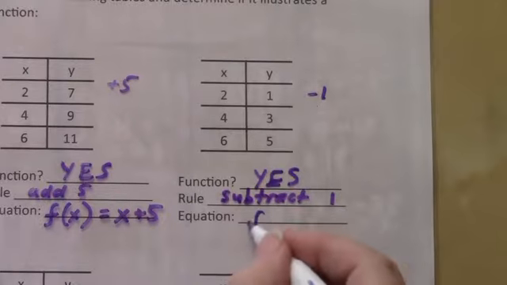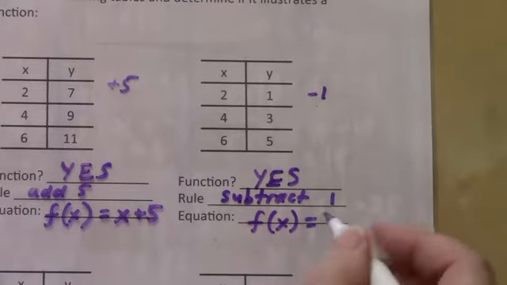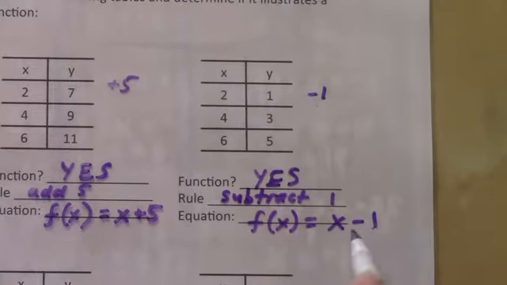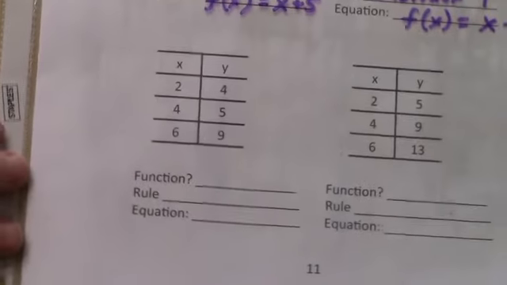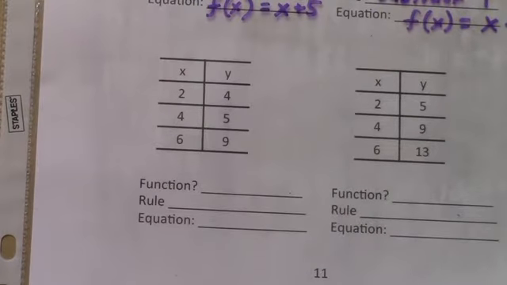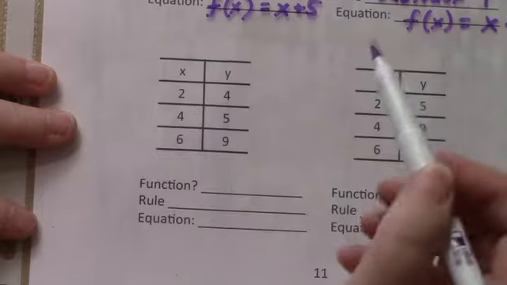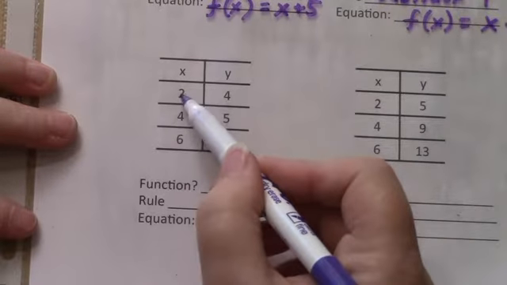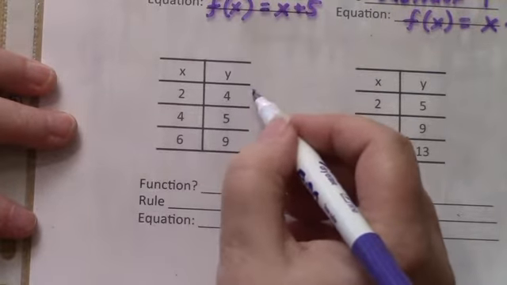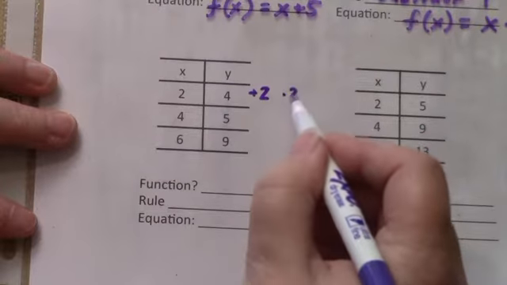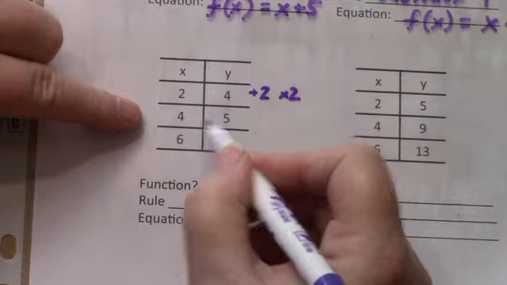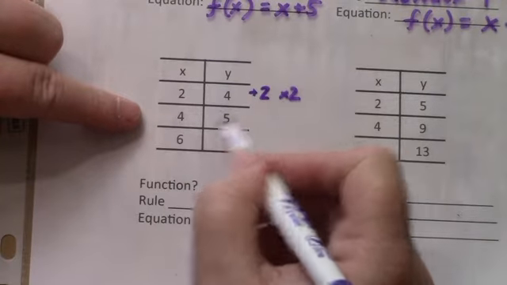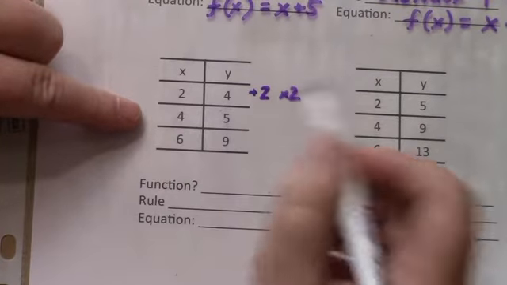What is my rule? We are subtracting 1. How would I write my equation? f of x equals x minus 1. Whatever I'm doing to that number, that's my rule. Okay, let's take a look at this one. What is going on between these numbers? Well, 2 to 4, I could either be adding 2, or I could be multiplying by 2. Am I adding 2 here? No. Am I multiplying by 2? No.